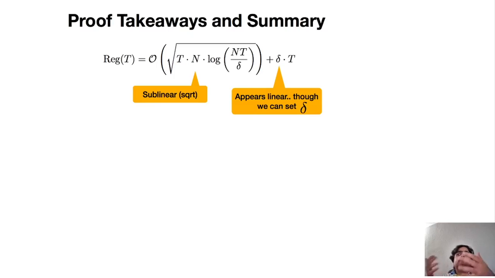So if we set delta to be equal to 1 over t, we just get 1 over t times t, which is a constant. So we only incur a constant additional term if we set delta right, and delta is really up to us to set, because we are talking about a bound that says with high probability, where the probability with which we are guaranteeing high probability is up to us.